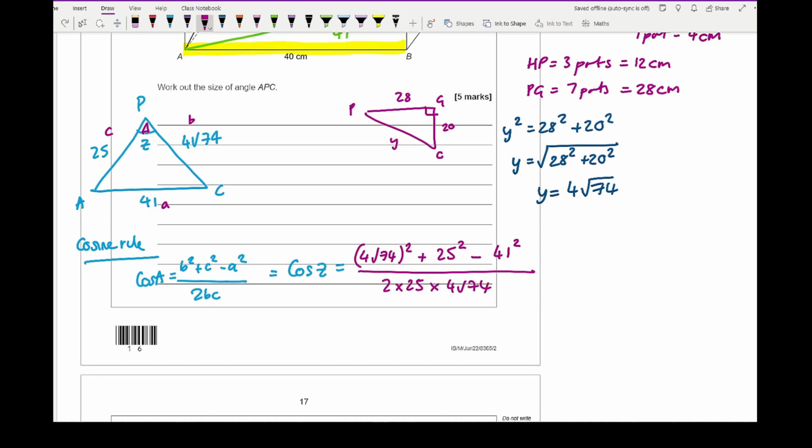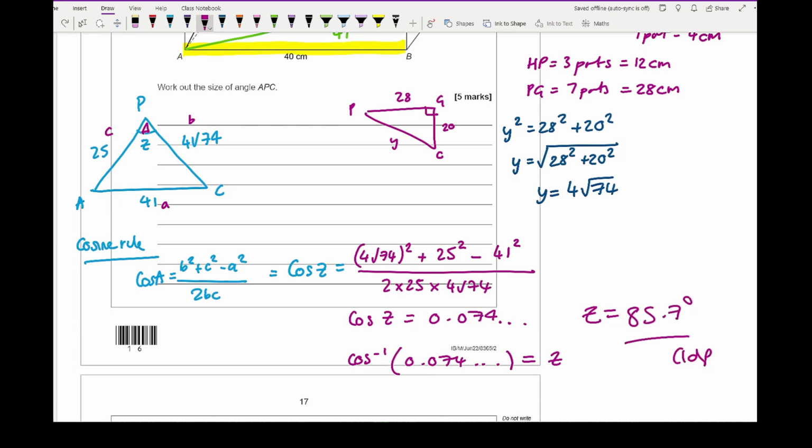Now if I type that all into my calculator, I end up with a cos z value of 0.074 and so on, and then if I do the inverse cos of that, I end up with a z value, and that z value is going to equal 85.7 degrees, to 1 decimal place.